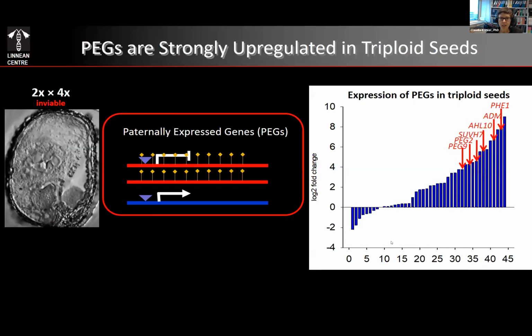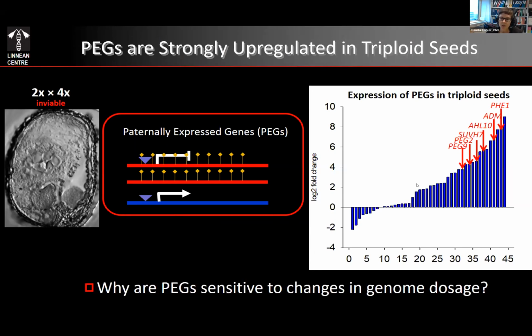So how does that connect to the triploid block? Well, as I said, all our suppressors are imprinted genes, and all our suppressor genes, depicted here in red, are highly upregulated in triploid seeds. So the question is, why are PACs so particularly sensitive to genome dosage? Of course, in these type of seeds, we have double number of parental genomes, which nevertheless does not explain that we have an X-fold increase in their expression. So there must be something happening with those genes.